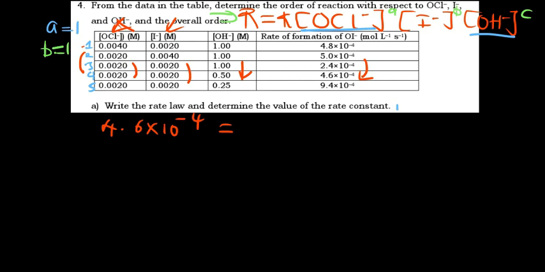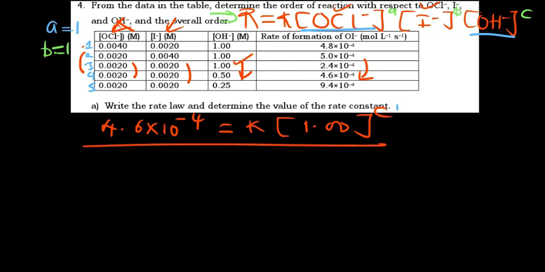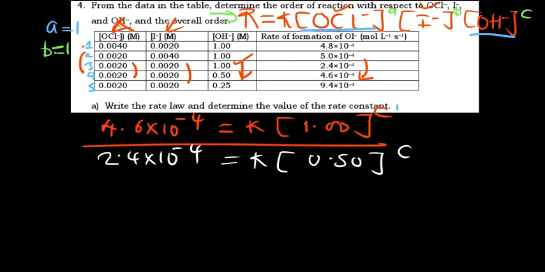equal to, so I'll ignore the first one and the second one, and then I'll go to hydroxide. Hydroxide at 1.00 to the power C over 2.4 times 10 to the power negative 4 is equal to K, and then of course we're dividing by, is it 0.50 the power C. So grab whatever you have, grab what you have, and then try to divide.